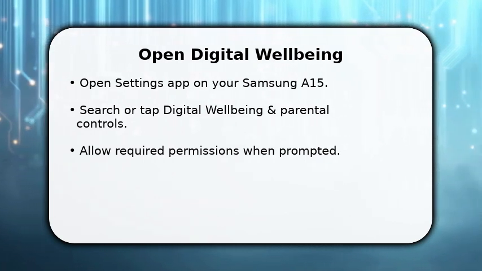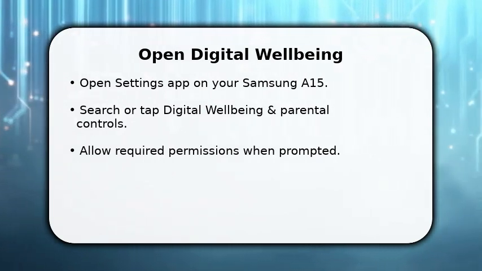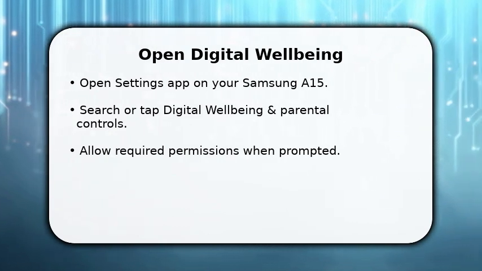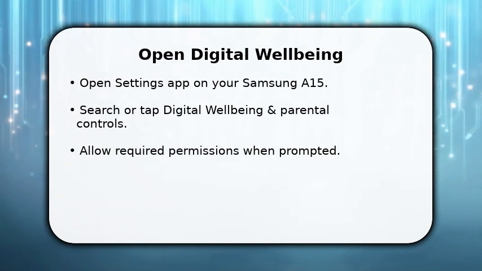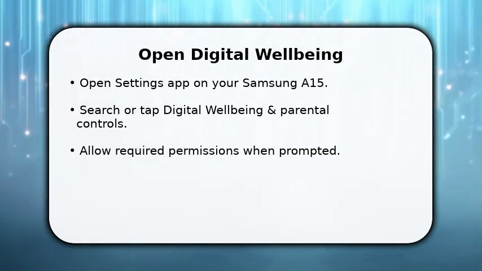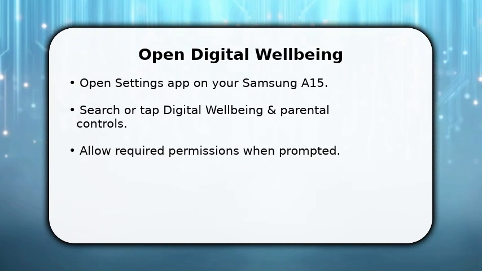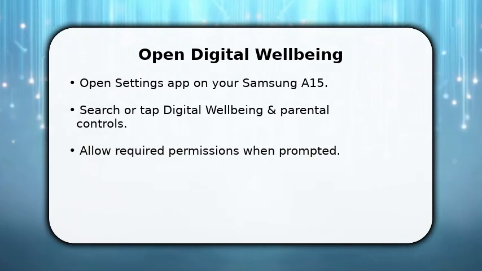Make sure to grant any permission prompts. The system needs access to usage data to show accurate times. You'll see a summary graph and top apps listed. That confirms tracking is active. If you want immediate details, tap any app in the list to begin inspecting its screen time now.